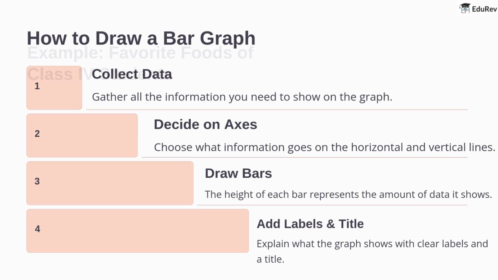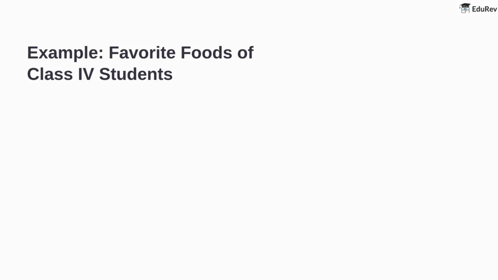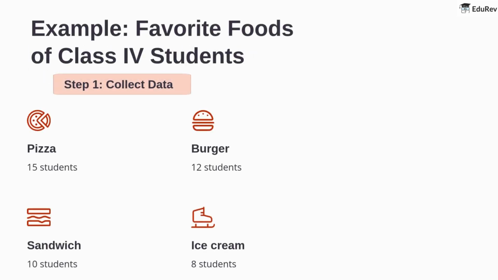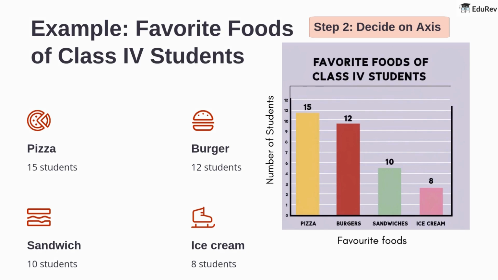Let's use an example to make it clearer. You want to create a bar graph showing the favorite foods of class 4 students. Step 1. Collect data. You asked the students and found that 15 like pizza, 12 like burgers, 10 like sandwiches, and 8 like ice cream.